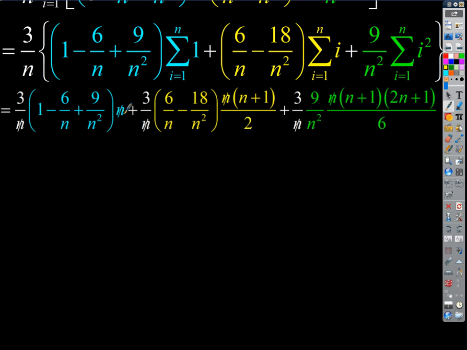So those n's cancel. We can cancel those n's. And now we've got to do a little bit more stuff here. If I distribute the 3, I'm just going to get 3 minus 18 over n plus 27 over n squared. Now what about here?